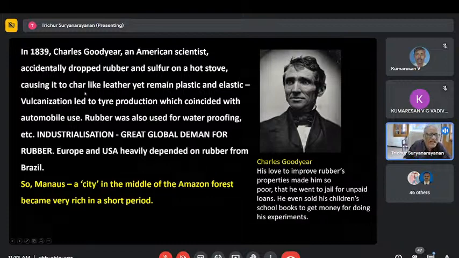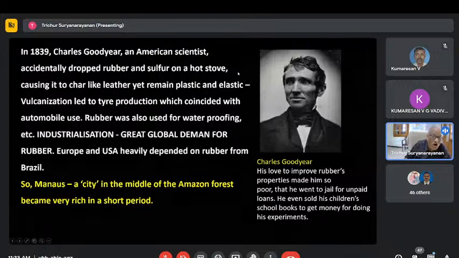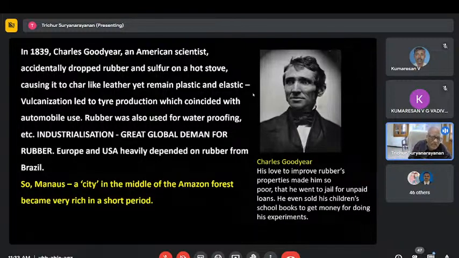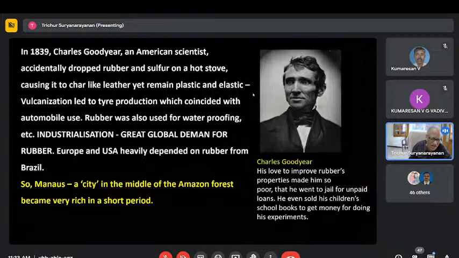And then finally one day, accidentally he dropped rubber and sulfur on a hot stove. You see the combination. It should be hot temperature, sulfur should be there, and rubber. He dropped rubber and sulfur together on a hot stove, and that made it char like leather. But the elastic nature of the rubber was maintained, and the rubber did not break at low temperature, or become sticky at high temperature. And he called this process vulcanization.